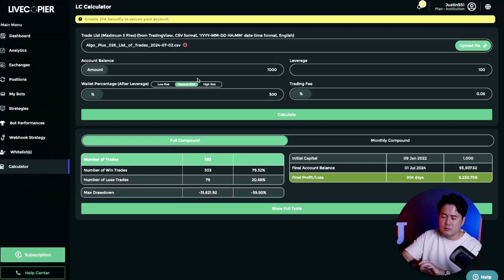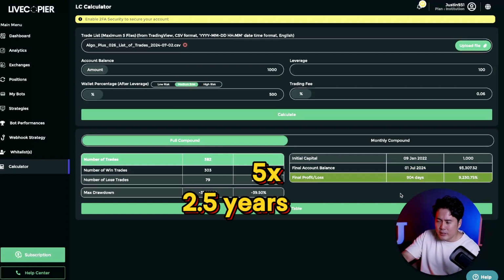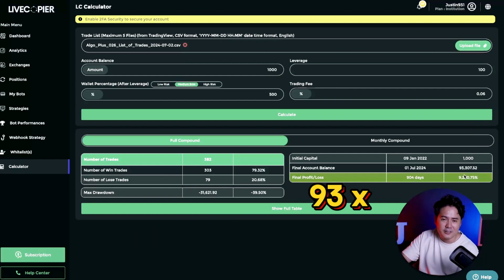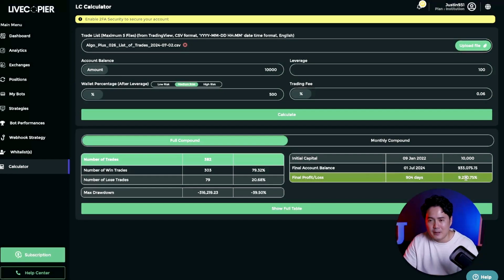So as usual, I go to Live Copier here. You can see that I'm using this strategy with a medium risk, which means I'm using 5x. And with 5x in 900 days, 2.5 years, my $1,000 becomes $93,000. Oh my god, 93x in 2.5 years, which is a really decent profit. What if I'm not using $1,000, I'm using $10,000? I get a result of $933k. I make my million dollars in just 900 days.